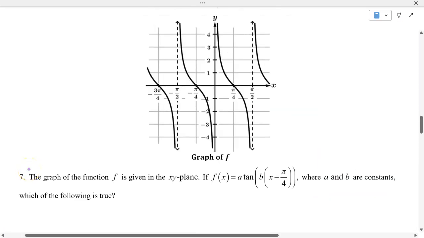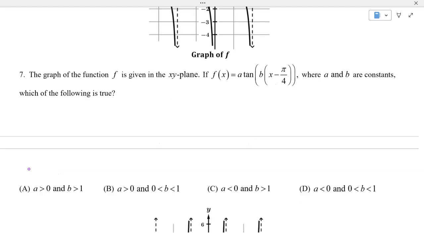Number 7. The graph of the function f is given in the xy plane. If f of x is equal to a times the tangent of b times x minus pi over 4, where a and b are constants, which of the following is true? Oops, it looks like the answers are on the next page, but they are asking us if a is greater than 0 or less than 0, and then if b is greater than 1 or between 0 and 1.